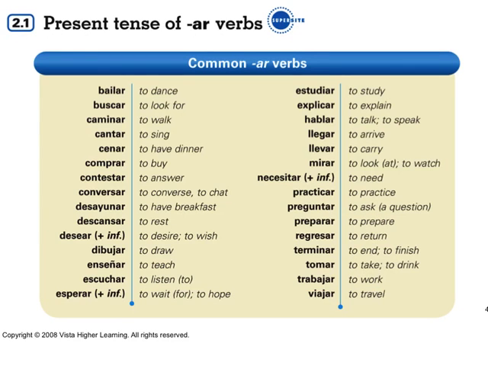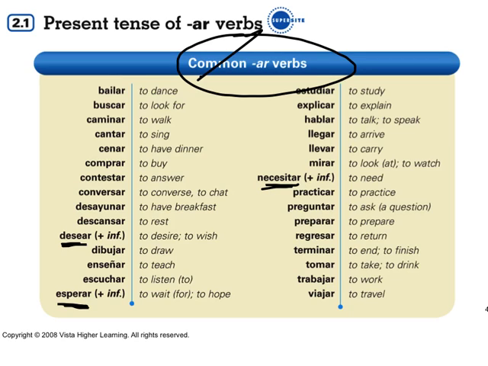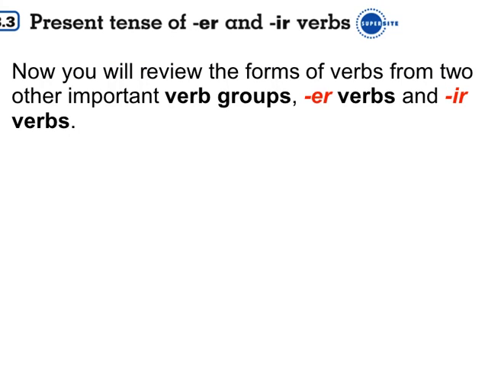So here we have a nice big list of common AR verbs for you, like bailar, estudiar, caminar, llegar, and so on and so forth. But we also have verbs like desear that take infinitives, to wish to do something, or esperar that takes an infinitive, to hope to do something, or necesitar that takes the infinitive, to need to do something. Please remember these. Now let's take a look at our other two infinitive endings, ER and IR.